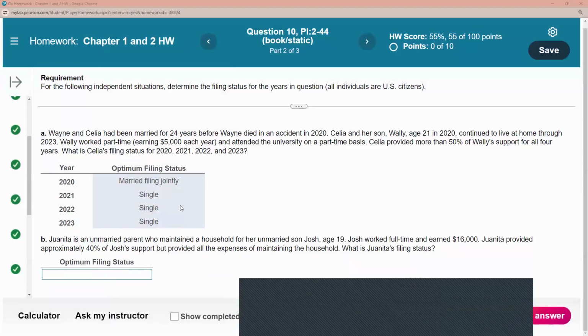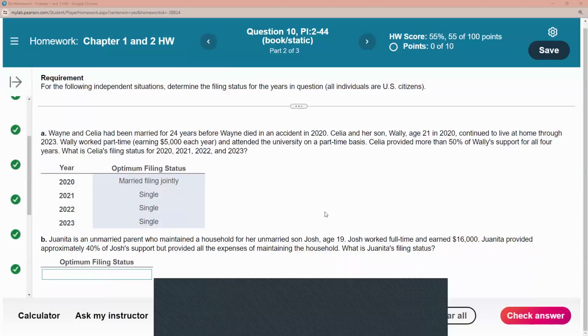Here it says, Juanita is an unmarried parent who maintained a household for her unmarried son, Josh, age 19. Josh worked full-time and earned $16,000. Juanita provided approximately 40% of Josh's support, but provided all the expenses of maintaining the household. What is Juanita's filing status?